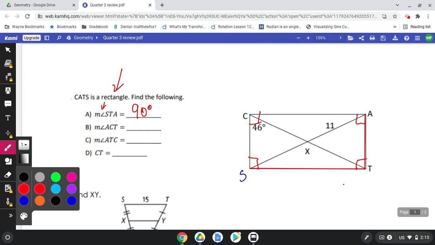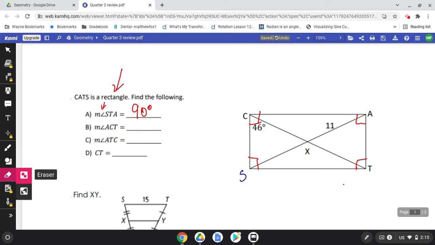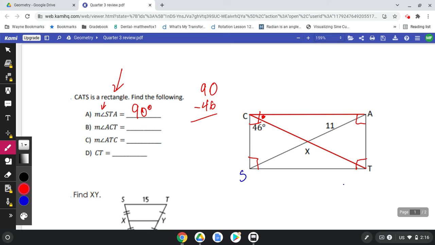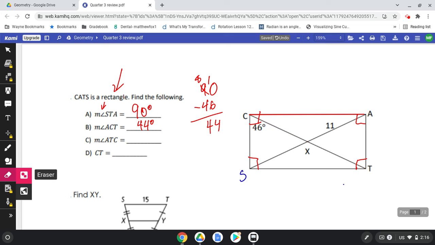Now ACT. So let me get rid of those. A starts here and comes over to C, and then it goes down to T. So we want to know what this chunk right there is. And we know that ACS is 90. Meanwhile, we have 46 already spoken for right here. So we can do 90 minus 46, and we are left with 44 degrees. From here, if I fill that in, I know this is 44 degrees.